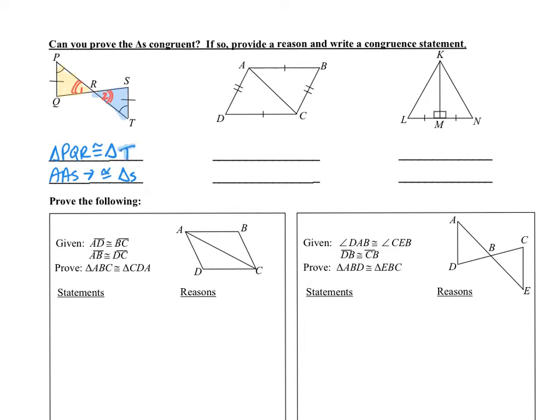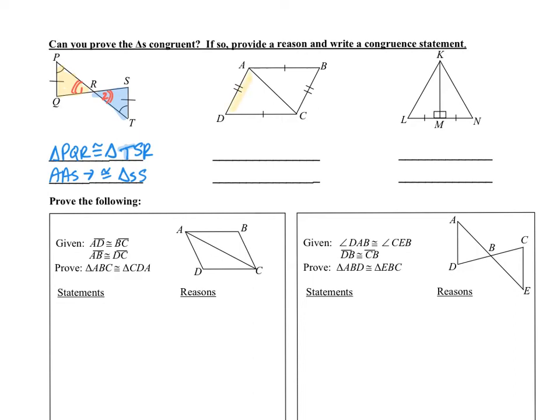P and T correspond. And then Q has no arc on it, so that means it would correspond to S. And then finally, angle R, which has two arcs, R in the yellow triangle would correspond to R in the blue triangle that has two arcs. I guess I didn't write down my second vertex. So it's PQR corresponds to TSR.